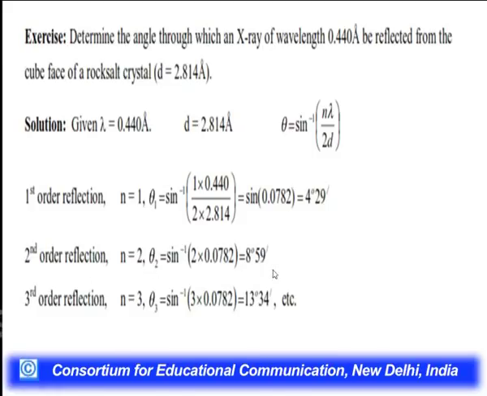Then we get the angle 8 degree 59 minute. For the third order, we again put n equal to 3. Then we get 13 degree and 34 minute. Now here see, the angle is increasing from first order to second order to third order reflection.